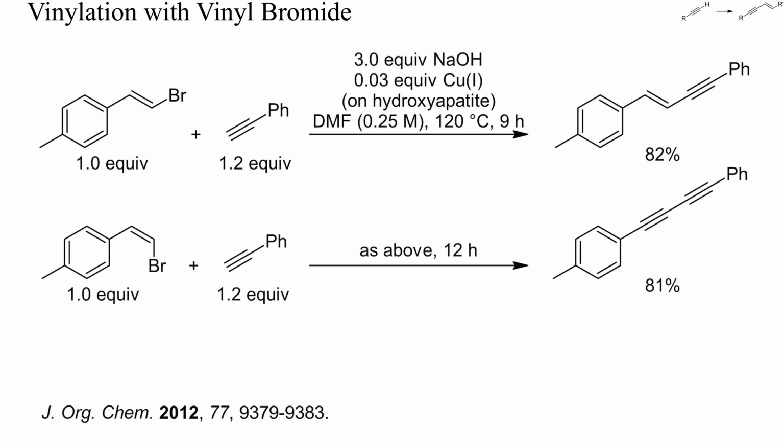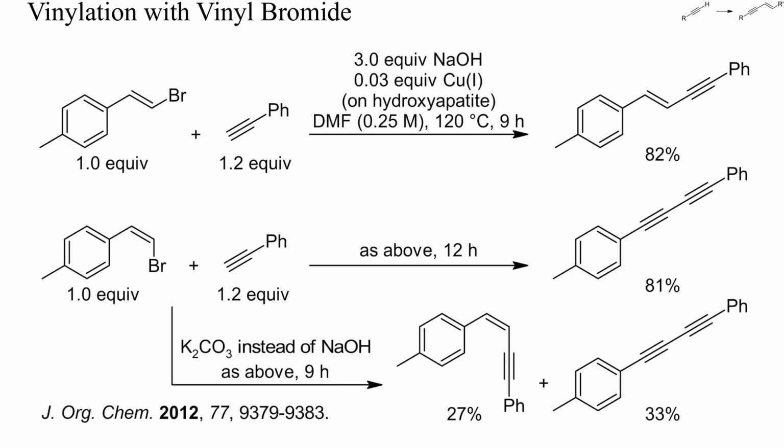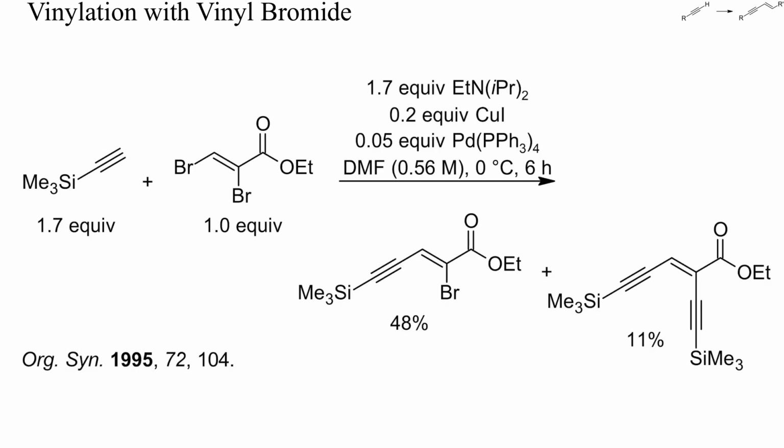Thus, with the still more reactive cis-bromostyrene, no enyne but a diyne, the product of an oxidative alkyne dimerization, resulted. This could in part be prevented by using potassium carbonate instead of sodium hydroxide, but a product mixture still resulted. Palladium co-catalysis and a lower reaction temperature would probably give a better result in this case. Here, such a coupling proceeded with copper and palladium catalysis already at 0 degrees Celsius and with high stereoselectivity.